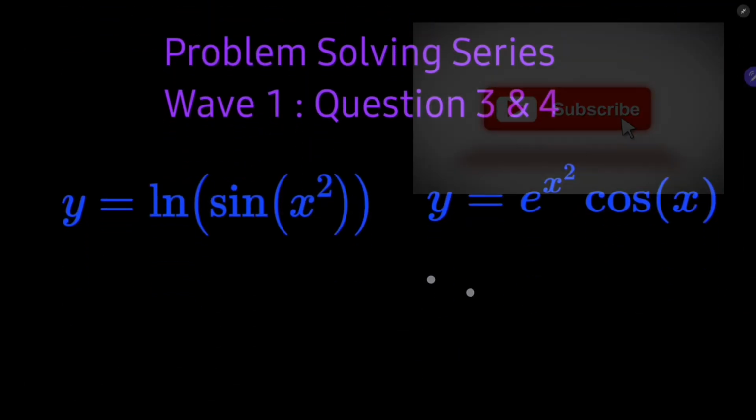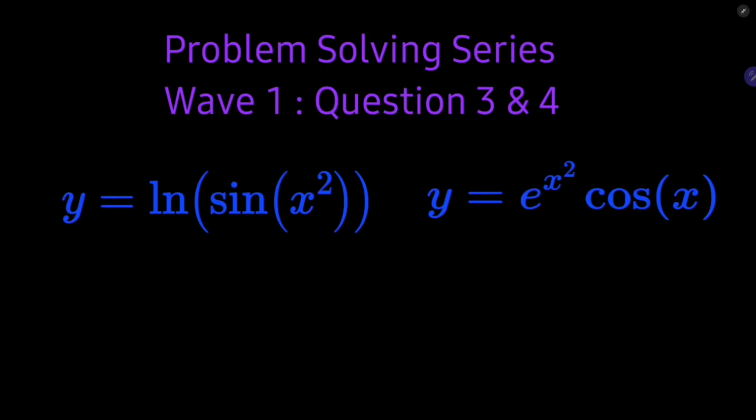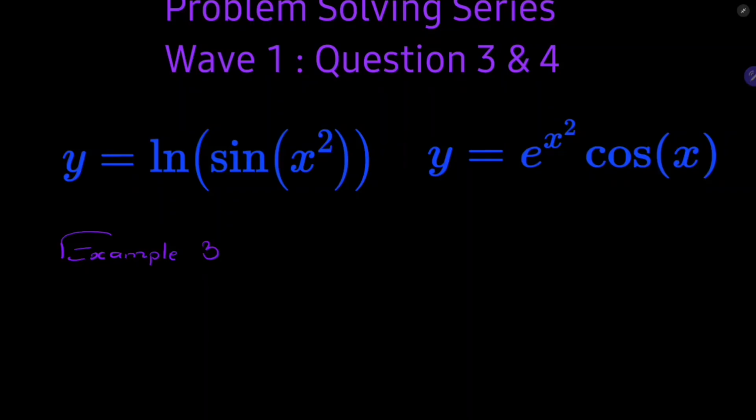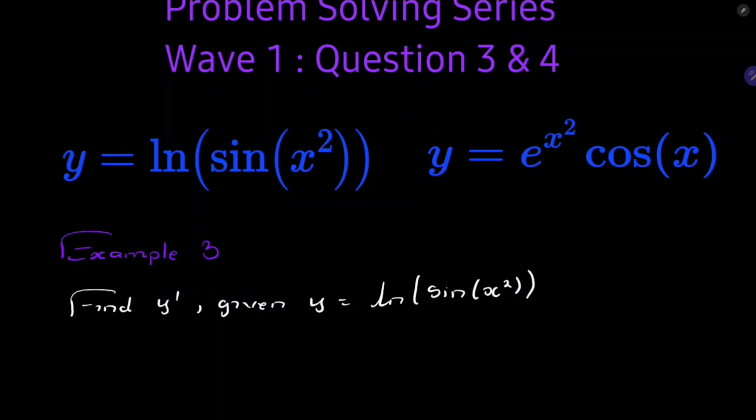So let's start with question 1. Example 1. Example 3, sorry. What does example 3 state? It asks us to find y prime given y is equal to ln of the sine of x squared. So this is pretty simple, it's not a complicated question.